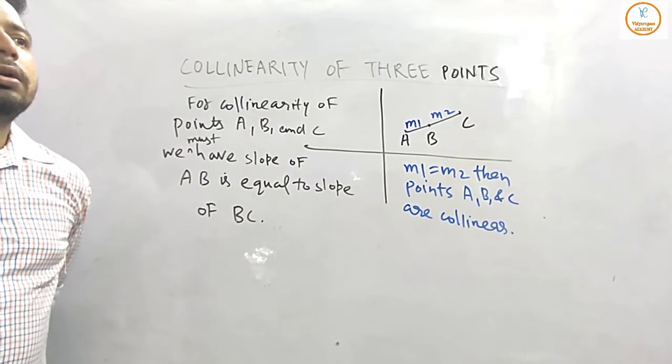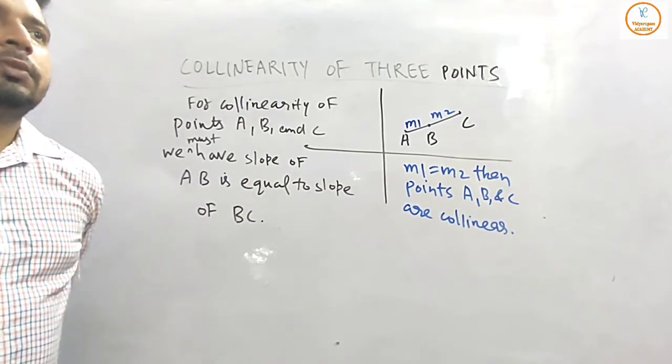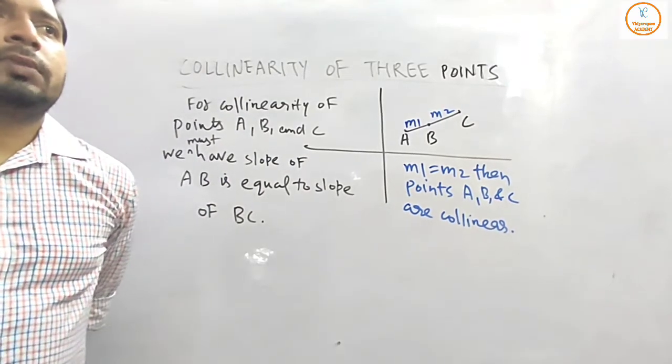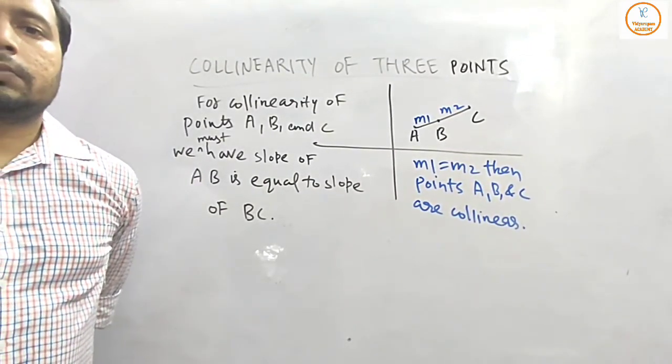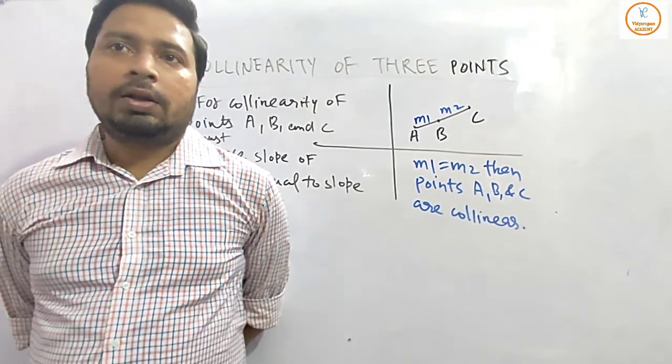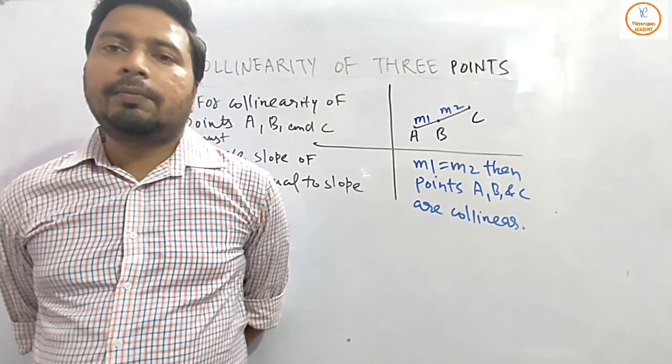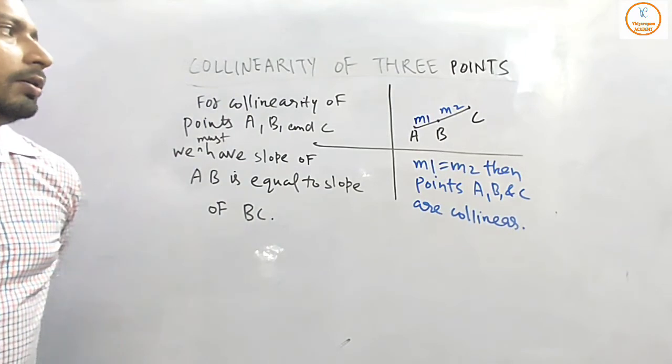So is this concept clear to you? Shall we move to the question directly? Yes, sir. Clear. So we have AB, the slope of AB. Sir, I will write the concept. Okay, write it down.